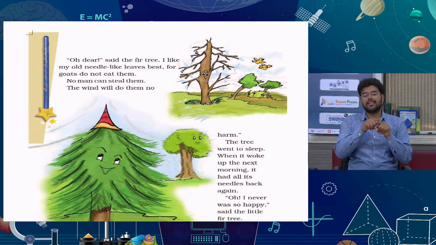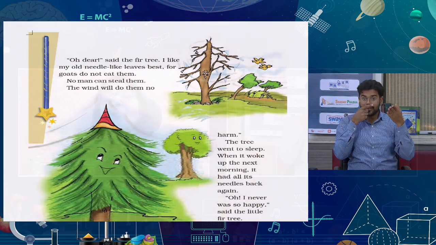So that's the story where the tree was initially unhappy with its needle-like leaves because it was very sharp and no bird would come and make a nest on it. The wishes were granted by the magician. So these leaves were changed into a broader kind of leaves, but then the goat came and ate it. So even this was not good for them.